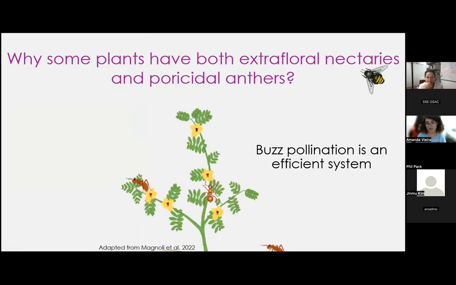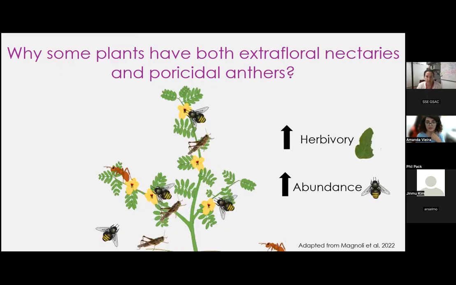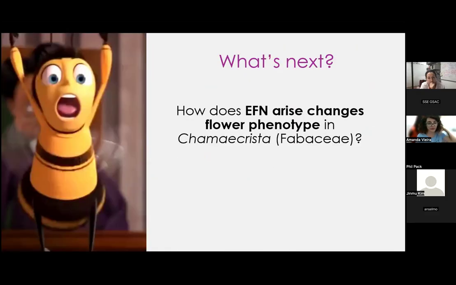Or buzz-pollination might be a really efficient system, and even if ants are there, even a short visit by bees can be enough to generate some seed set and fruit set, some fitness. So they might be a really efficient system. But they also might have been involved in areas with a high herbivory pressure, but also a high abundance of bee pollinators. So okay, so what's next?